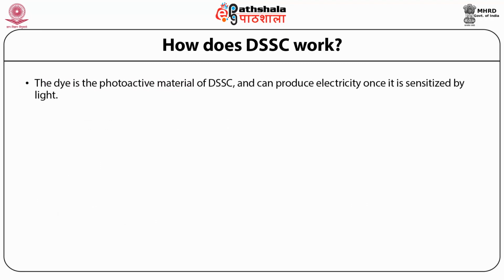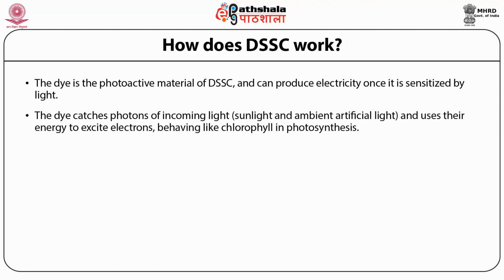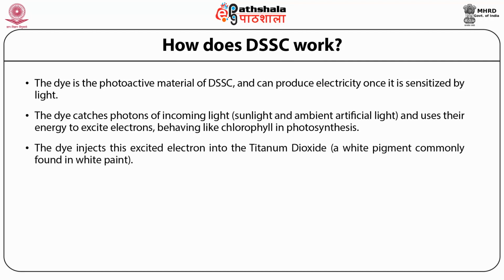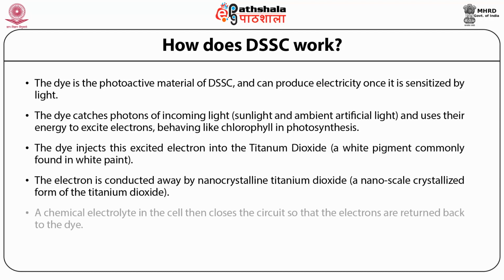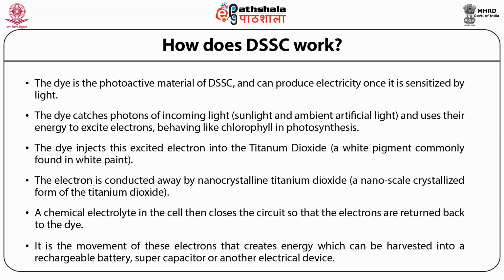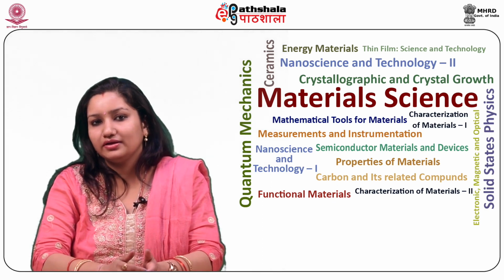The dye is the photoactive material of the DSSC cell and can produce electricity once it is sensitized by light. The dye catches photons of incoming light and uses their energy to excite electrons, behaving like chlorophyll in photosynthesis. The dye injects this excited electron into the titanium dioxide. The electron is conducted away by nanocrystalline titanium dioxide. A chemical electrolyte in the cell then closes the circuit so that the electrons are returned to the dye. It is the movement of these electrons that creates energy, which can be harvested into a rechargeable battery, supercapacitor, or another electrical device.